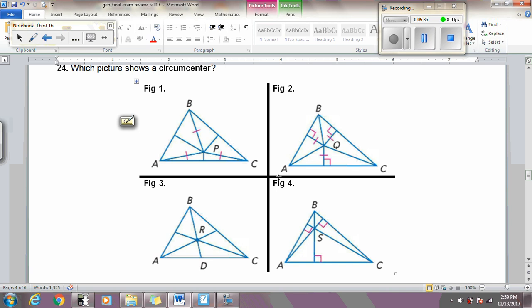Number 24 says, which picture shows a circumcenter? So you must look at each picture correctly to understand based off of the markings. And based on what I know about circumcenters, again, I know that it's the intersection of all three perpendicular bisectors. And it is the same distance from every vertex. So that means it would be figure 1. Figure 1 is showing that the distance from B to P, from A to P, and from C to P are all equal.